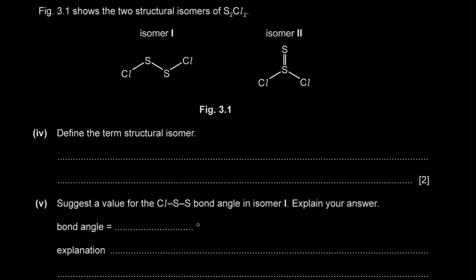Figure 3.1 shows the two structural isomers of S2Cl2. Define the term structural isomer. Structural isomers are compounds with the same molecular formula, but different structures, or different structural formula.